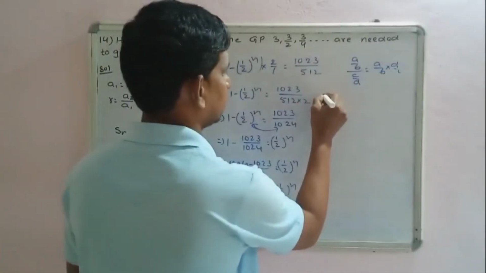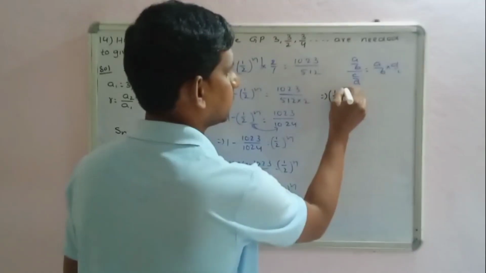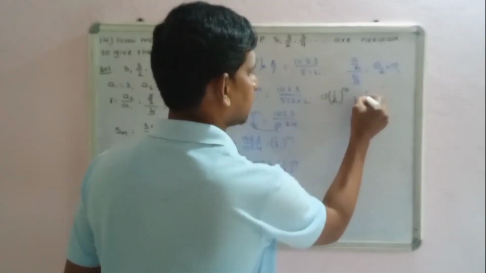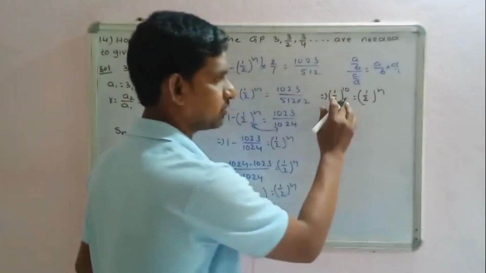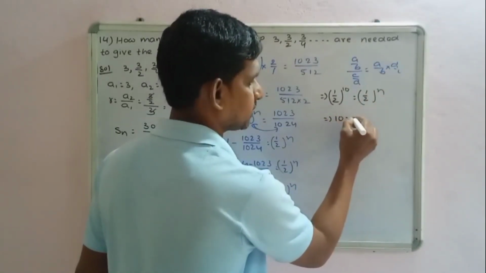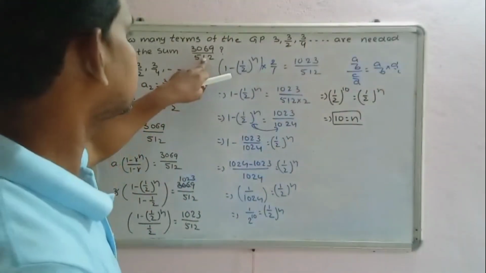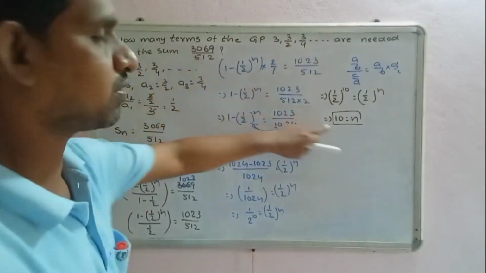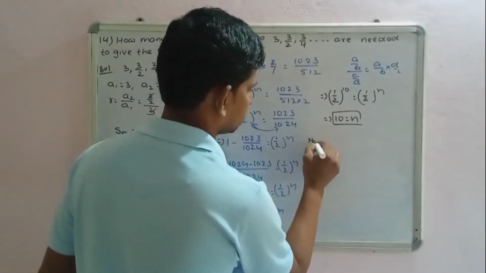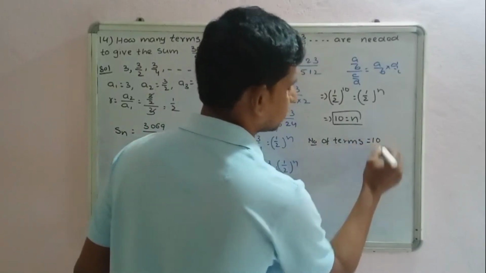Next, 1 by 2 power 10 can be written as 1 by 2 whole power 10. 1 power 10 is 1, 2 power 10 equals to 1 by 2 power n. See, this is the form a power m equals to a power n. Then m equals to n. That means 10 equals to n. So the number of terms required for this sum is 10. So number of terms equals to 10.